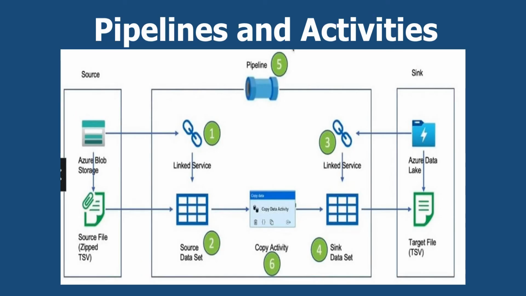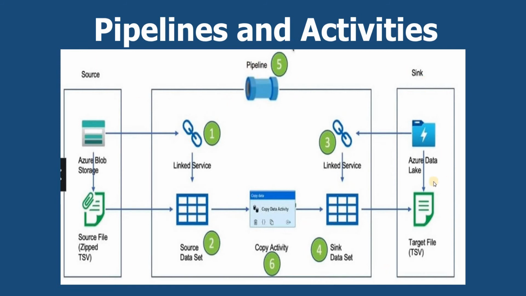So let me explain a scenario. So I have a source. From the source, I need to copy the data into sink. So to copy the file from source to sink, I need to use the copy activity. So this is one of the activity. So this activity can be performed under the pipeline. So this is only the introduction part.